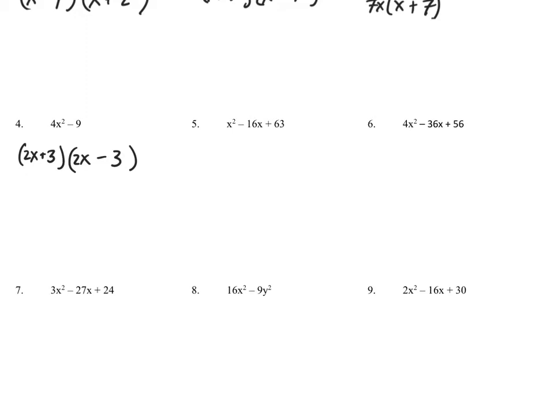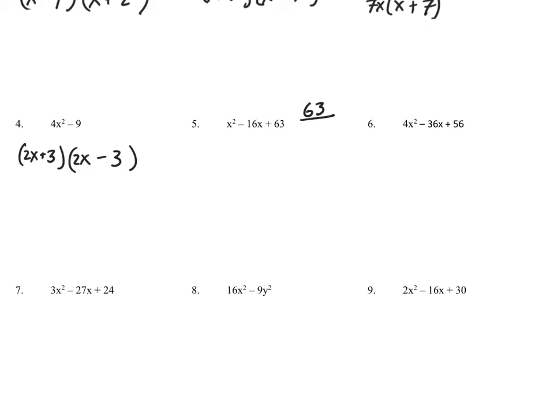Number 5 does not have a GCF. So we want to go ahead and ask ourselves if it is a factorable trinomial or a difference of two squares. This is a factorable trinomial. So we want to look at how we can factor it. So this one, we want to maybe write out our factor pairs because 63 is not a number that we're often used to working with.